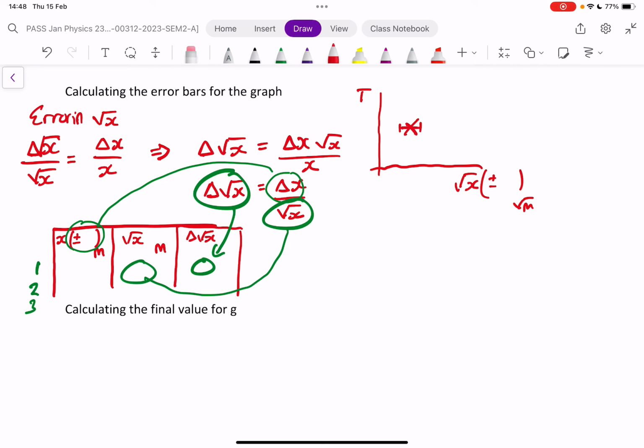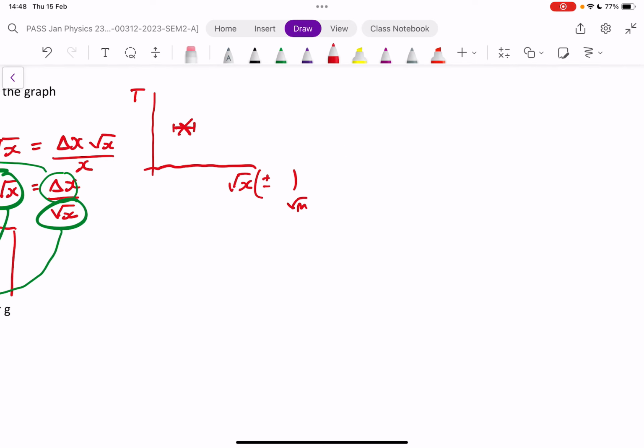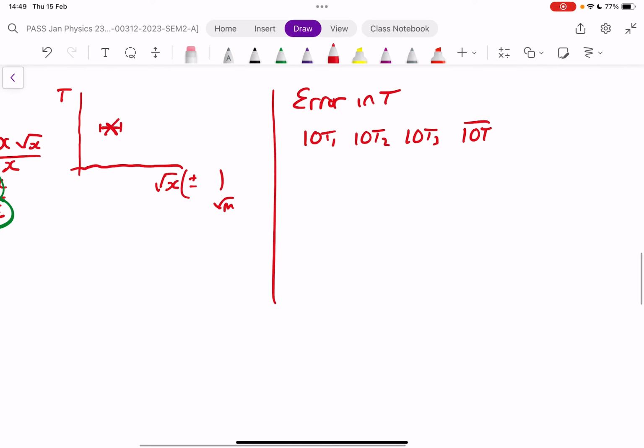We also need the error bar in t. That takes a little bit more thinking about. Error in t. Okay, so t was based on repeat readings. So we had 10t1, 10t2, 10t3. The average of those, value for a single t. Now what I want is delta t. That's the error in t.